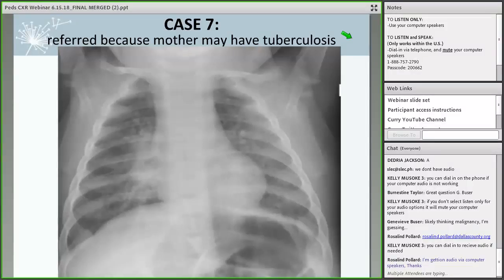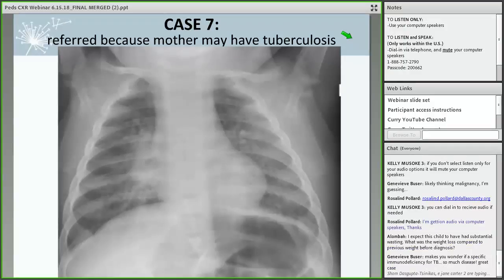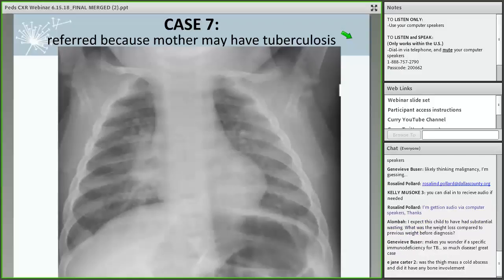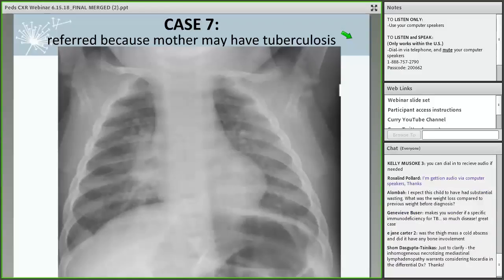Okay, so this is our next case. And again, same thing, I'll just give you a little bit of introduction and ask you to think about it, and we'll do a polling question and then get you a little more information. So this is his frontal view, and the story was on this day, he was sent to me because the public health department got wind that his mother may have tuberculosis. So that's all the information that I had at that moment.